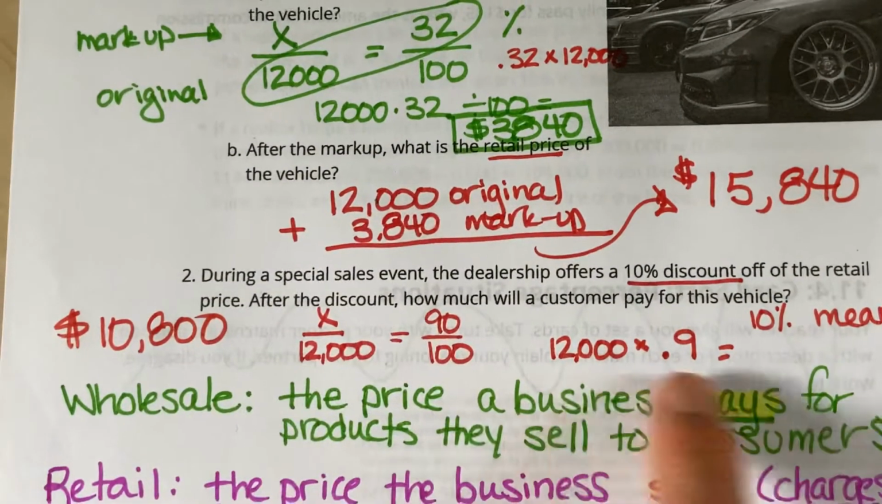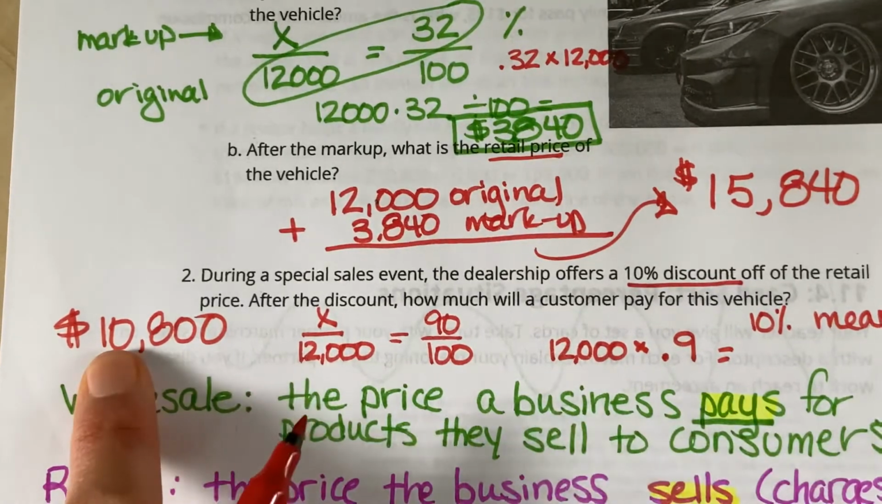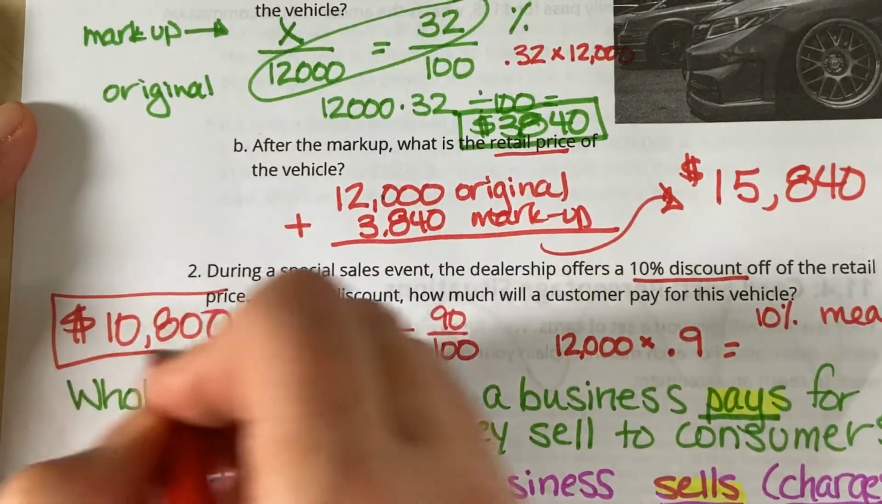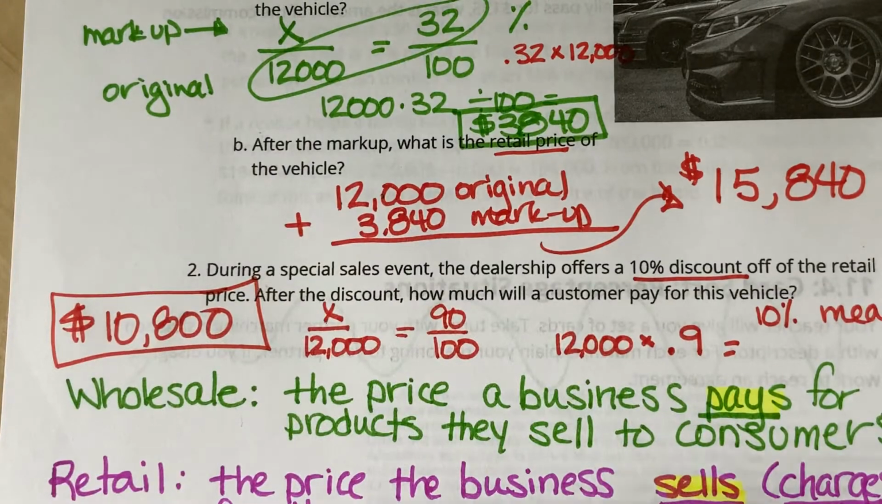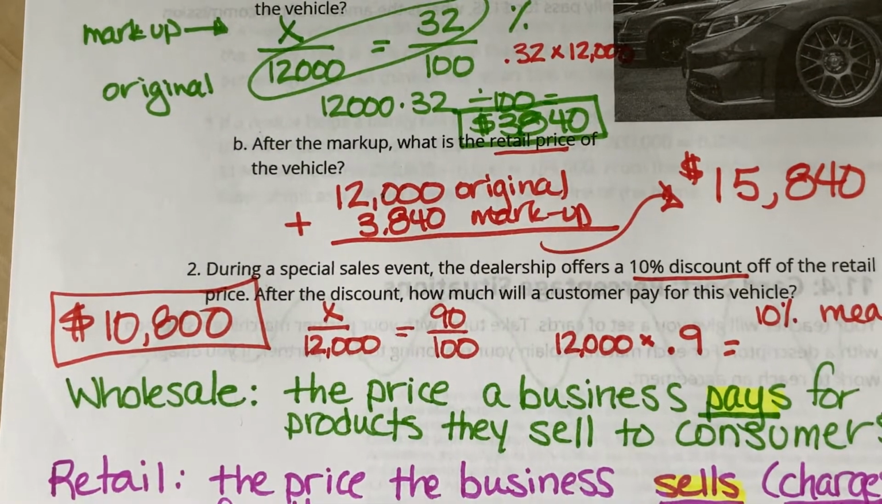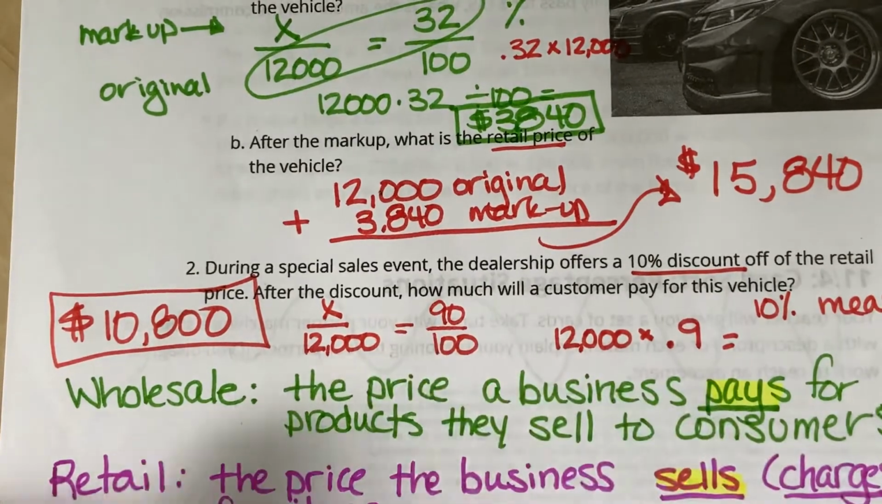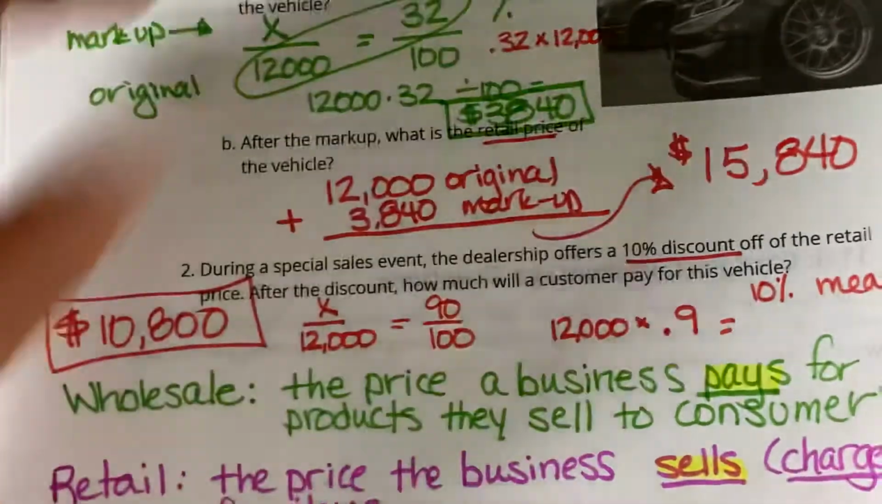If I do 12,000 times 0.9, I get 10,800. I could have also found 10% of the price and then subtracted it. There's a bunch of different ways that you could do this. This is probably the easiest way. All right, resale, wholesale, retail, wholesale.